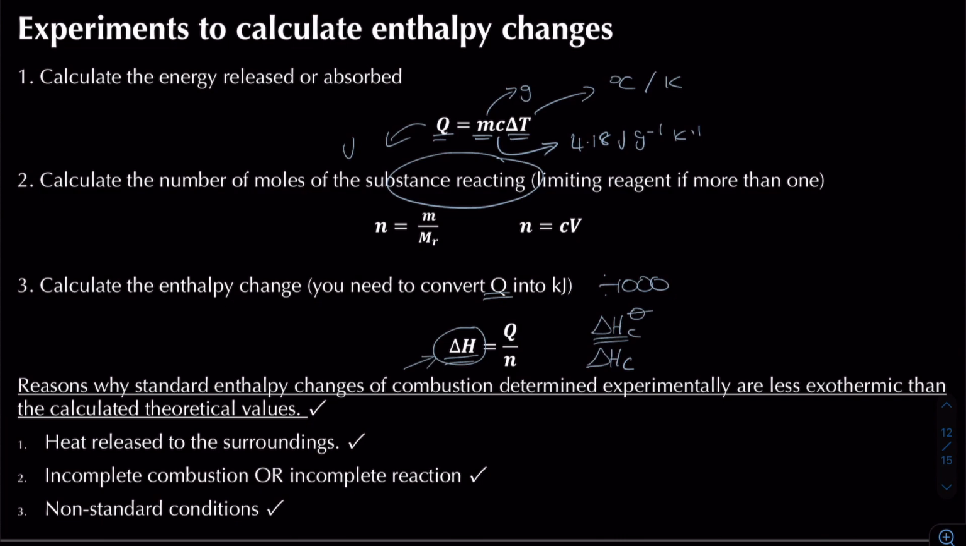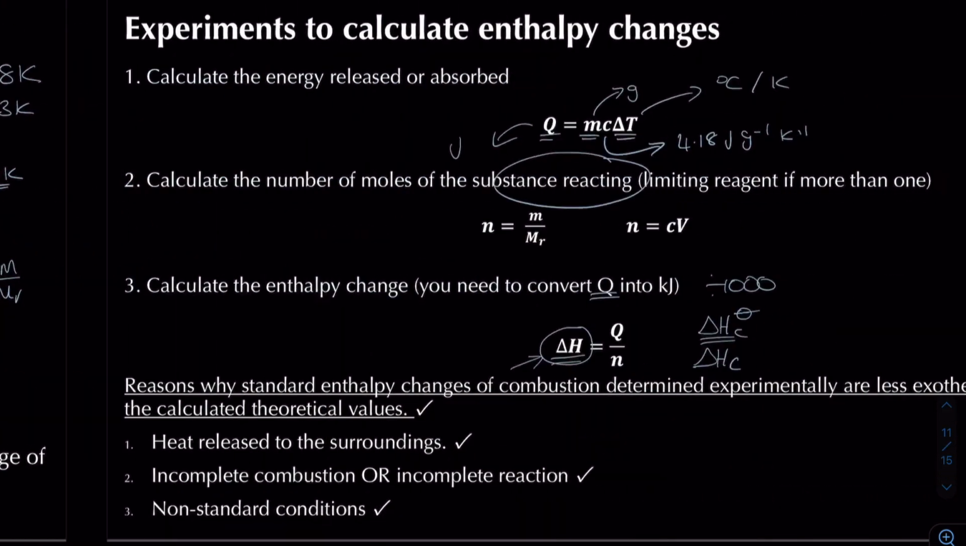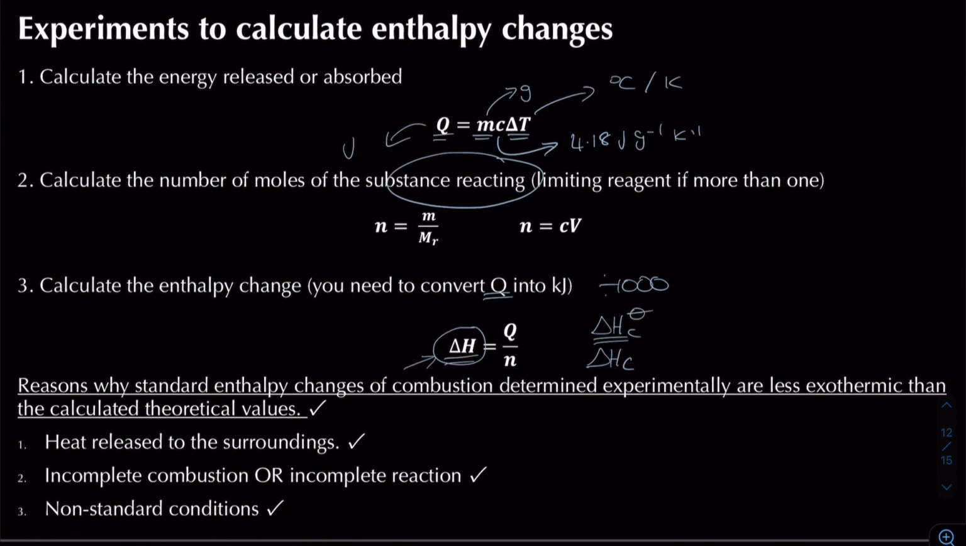One of them being that heat could be released to the surroundings. So let's say in this apparatus over here, which is used to calculate the enthalpy change of combustion, heat is not going to heat the water completely. Instead, we can end up with heat being released to the surroundings, as we mentioned before. We can end up with incomplete combustion as well. We're assuming that we're going to have 100% complete combustion and an excess supply of oxygen, but that's not always the case. We can end up with incomplete combustion or an incomplete reaction, in other words.